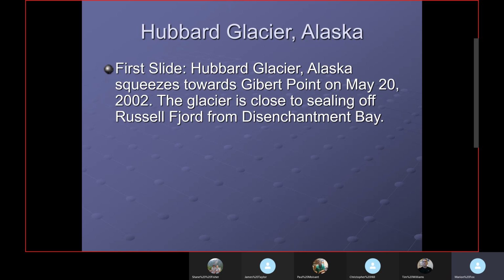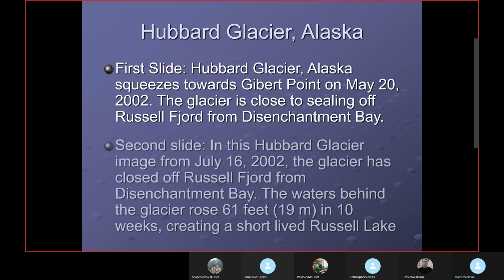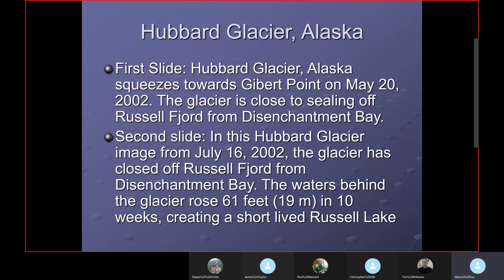Here's a slide that they photographed May the 20th, 2002. There's Hubbard Glacier in Alaska, squeezing toward Gibbard Point on May the 20th. The glacier is close to sealing off Russell Fjord from Disenchantment Bay. Second slide, we're going to see here in just a minute, is this Hubbard Glacier image from July the 16th. The glacier has closed off Russell Fjord from Disenchantment Bay. The waters behind the glacier rose 61 feet, 19 meters, in 10 weeks, creating a short-lived Russell Lake.